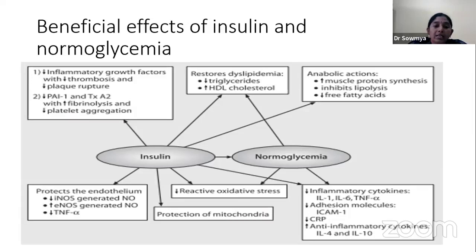It also decreases the reactive oxidative stress, and it protects the mitochondria at the cellular level. It protects the endothelium by generating nitric oxide and by decreasing the tumor necrosis factor alpha. So overall, these are the beneficial effects of insulin and maintaining the blood glucose at a normal level.